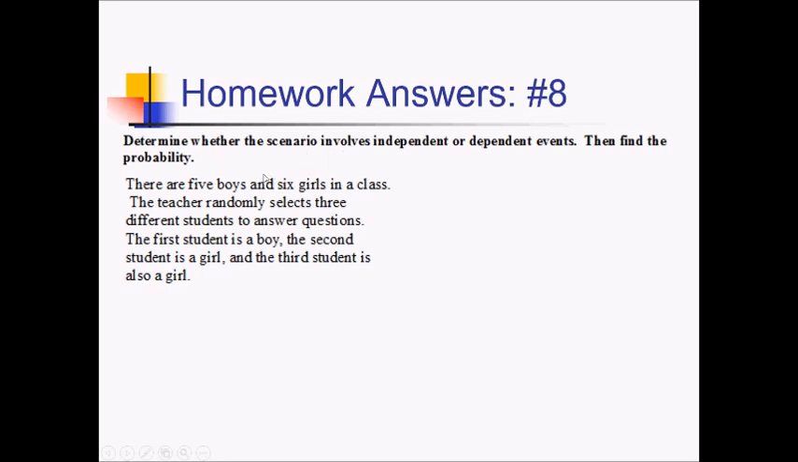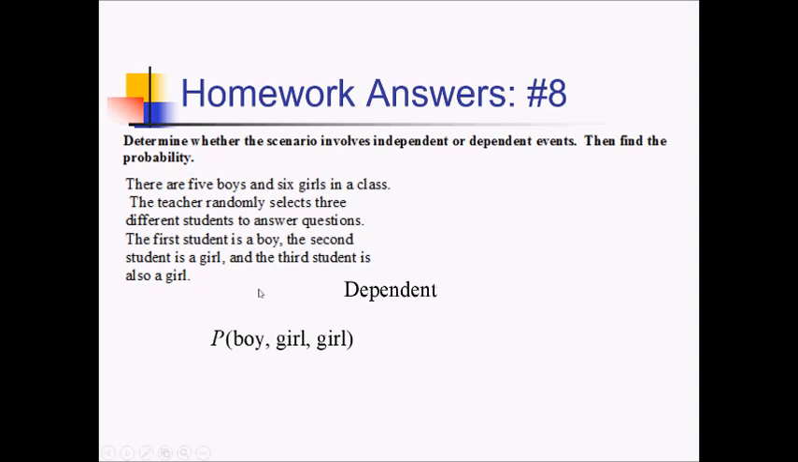So the person that you call on initially is going to affect who you can call on the second and the third time, right? Because we're picking a different student each time. So if you call on, let's say, Billy Bob the first time, well, he's not an option for your second time around. So these are going to be dependent events, because your earlier selections are going to affect your later ones. So now for the probability, again, we're looking for a boy followed by a girl and then a girl.